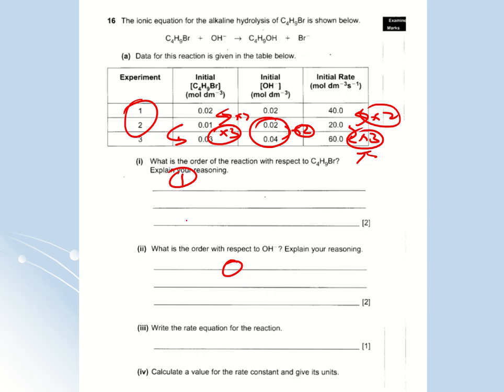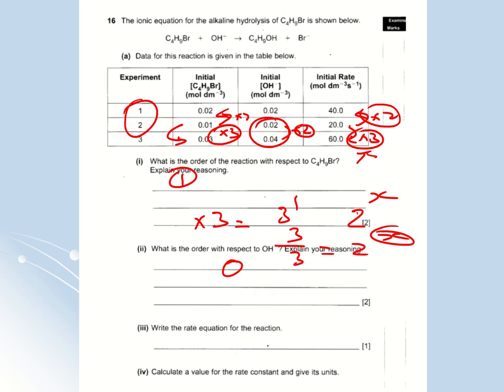If you wanted, I can go: rate has gone up by a factor of 3. My hydroxide ions have gone up by a factor of 2 to the x, and my C4H9Br has gone up by a factor of 3 to the 1. If I did 3 divided by 3 to the 1 equals 2 to the x, the only thing x can be there is, of course, 0.